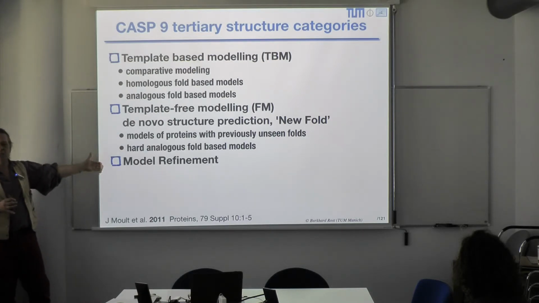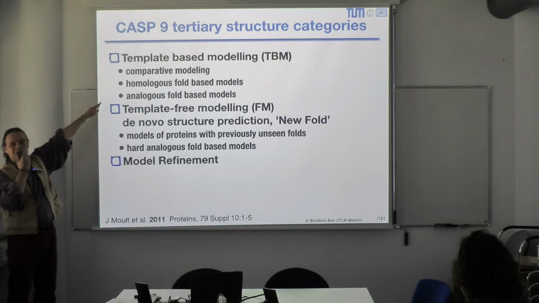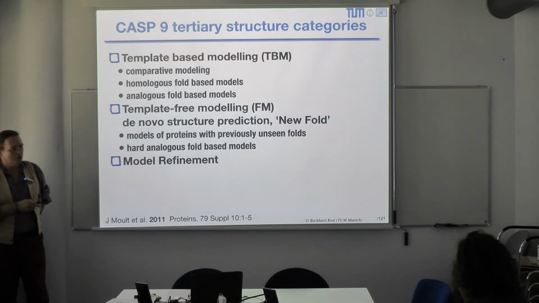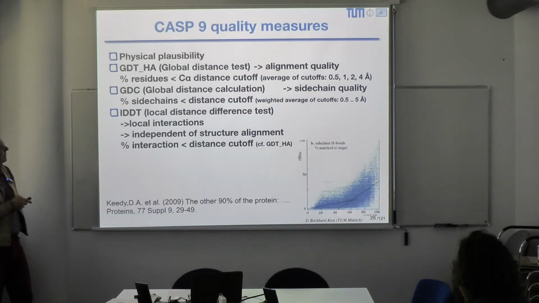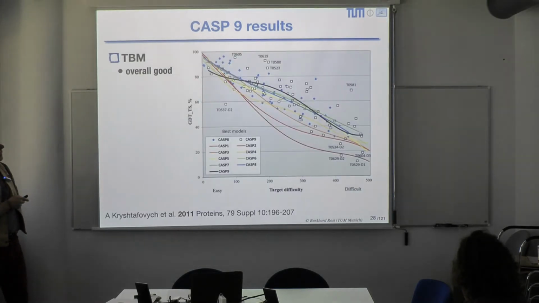Model refinement, again, is simply you look at the template you found in the first category and you try to refine it. That's comparative modeling, threading, analogous fold based, and these are really sort of the de novo type of prediction methods. The quality measure is essentially how good you fit in terms of a 3D structure, and this fit is not an RMSD because there are too many problems with that.